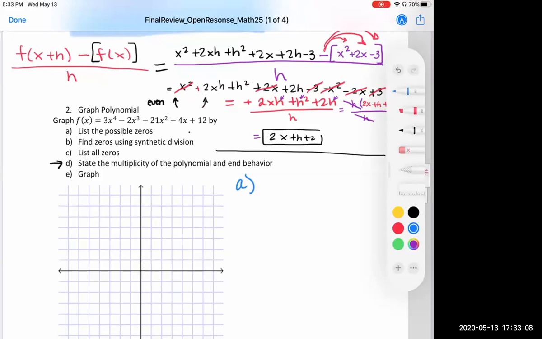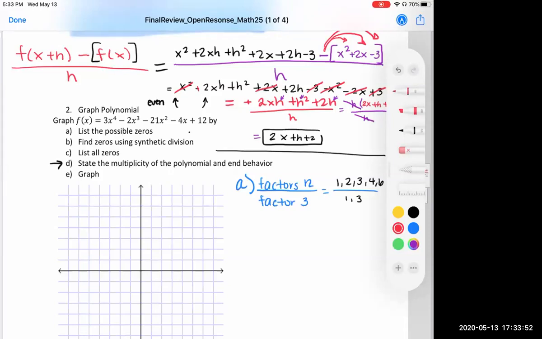Your question for A says list all possible zeros. So our possible zeros are made up of the factors of your last term over the factors of your leading coefficient. So we have factors of 12 over factors of 3. You want to think, hey, what numbers can I multiply to get 12? I can get 1 times 12, 2 times 6, and 3 times 4. What numbers can I multiply to get 3? 1 and 3.